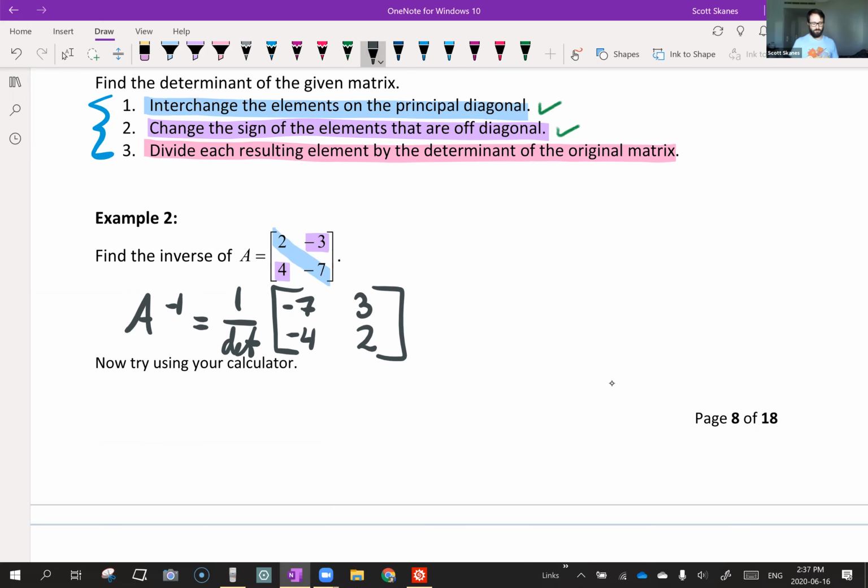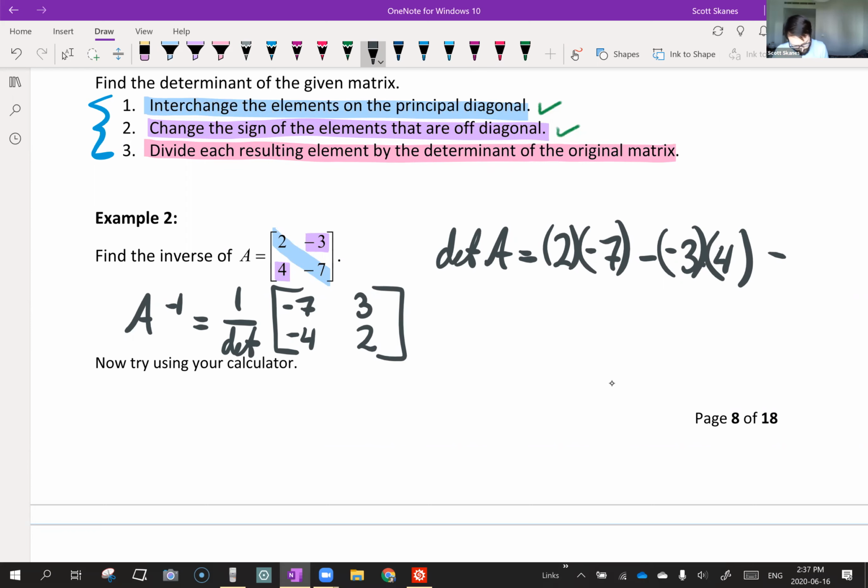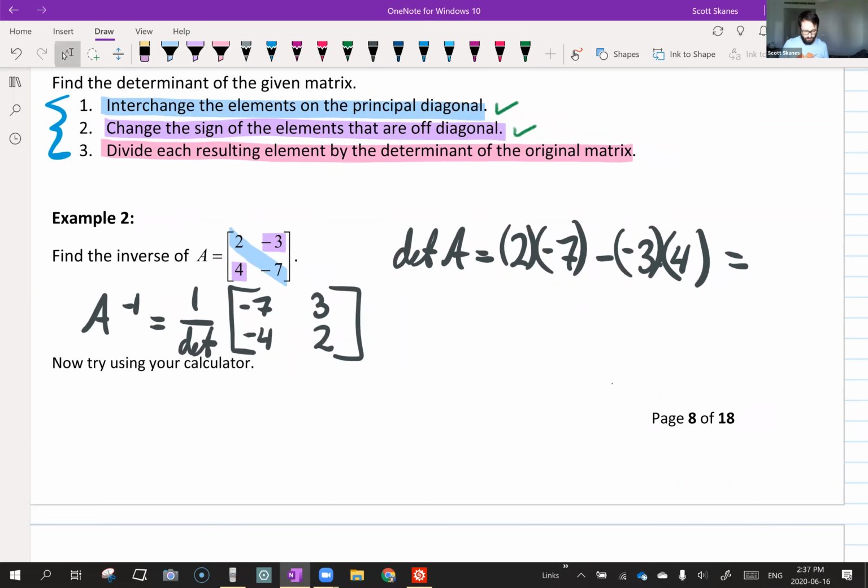So the determinant of the original, what is the determinant? Well, we need that. The determinant of A. Does anyone remember how to do it? The multiply thing? It's 2 times -7 minus -3 times 4. That's the determinant of the original. That's what we did earlier. That gives us -2.